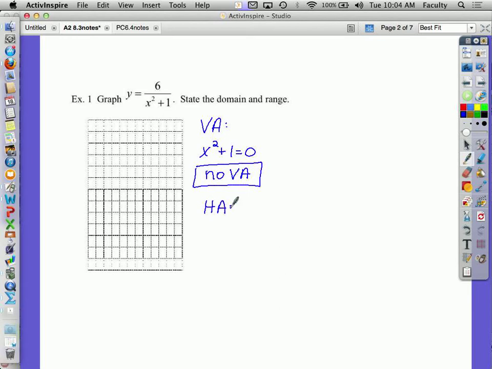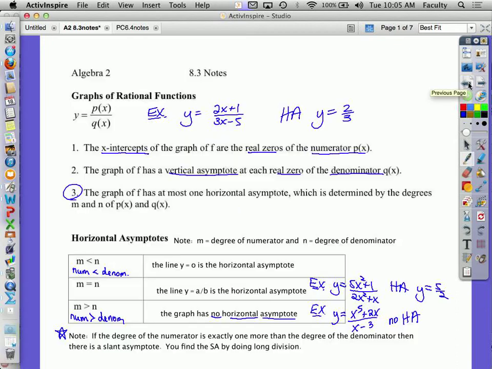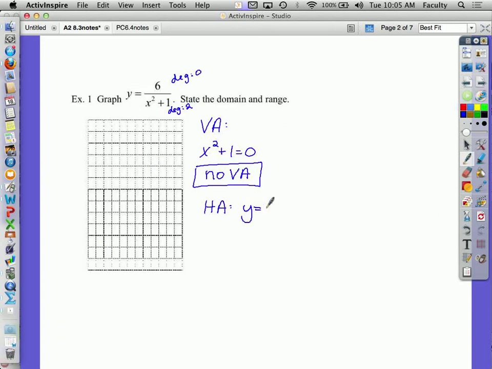Now let's determine the horizontal asymptote. When there is no variable in the numerator, that means the degree is 0. Let me say that again. When there's no variable in the numerator, that means the degree is 0. So the degree of the top is 0. The degree of the bottom is 2. Let's go back and look at the chart. The degree of the numerator is smaller than the degree of the denominator, so y equals 0 is the horizontal asymptote. You guys need to keep looking at the chart until you get it memorized.